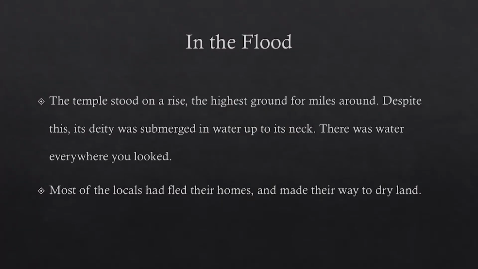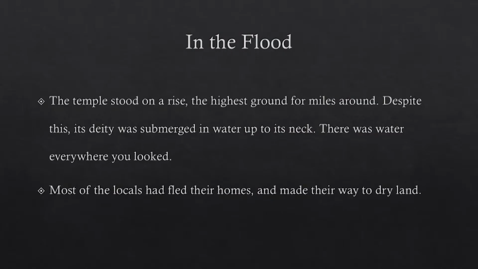The temple, this is a quotation from the beginning of the story. The temple stood on a rise, the highest ground for miles around. That statement tells you that the narrator knows the landscape of the region. She has the authority to mention that this is the highest ground for miles in that particular region. And the narrator states that despite this, its deity was submerged in water up to its neck. So not only does the narrator have a bird's eye view, he also knows the intricate details, the inner details, a comprehension of the interiors of not only the built environment, but also interior spaces of the being's mind that he or she describes. So despite this, the deity was submerged in water up to its neck.